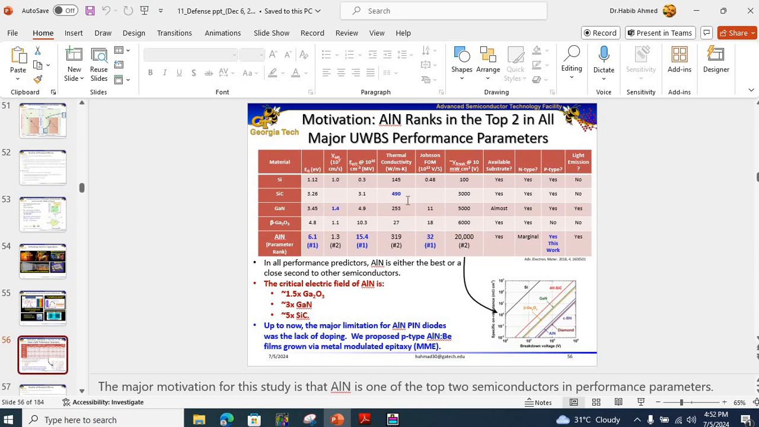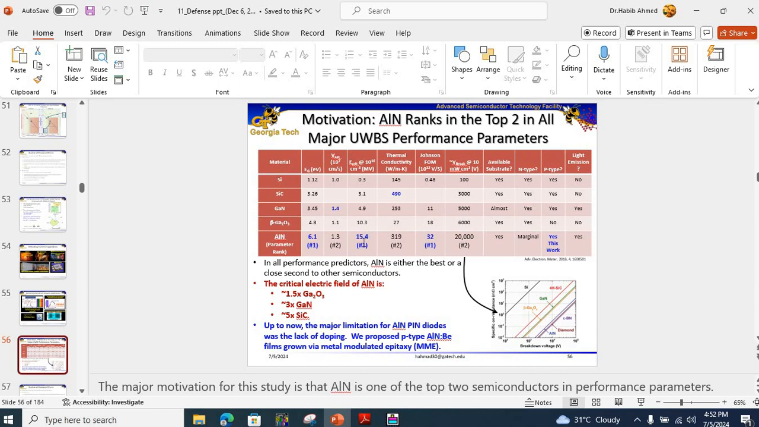Aluminum nitride is a wide bandgap material. Its bandgap is approximately 6.2 electron volts. If you compare the performance parameters of aluminum nitride with other semiconductors, you will find out that aluminum nitride is either the best or second best as compared to other semiconductors in terms of high power semiconductor device potential.